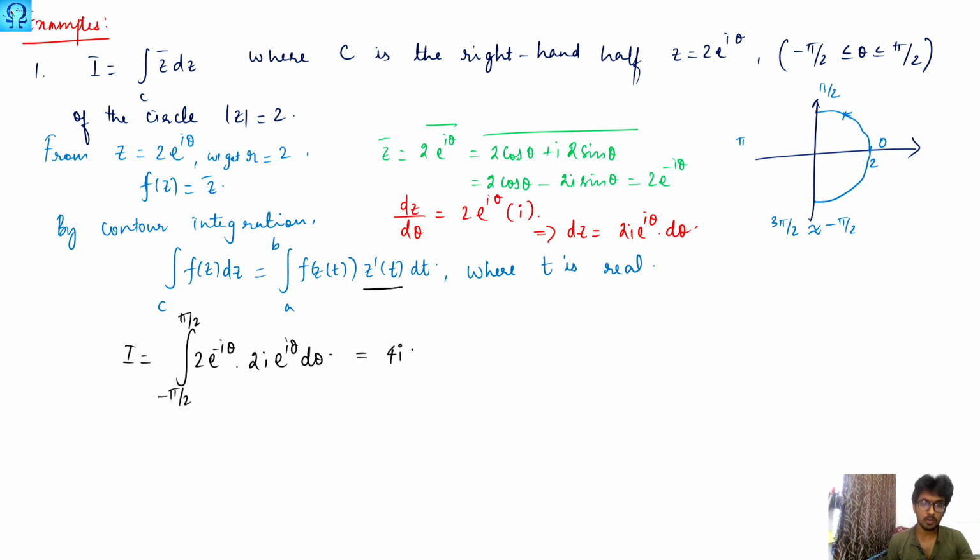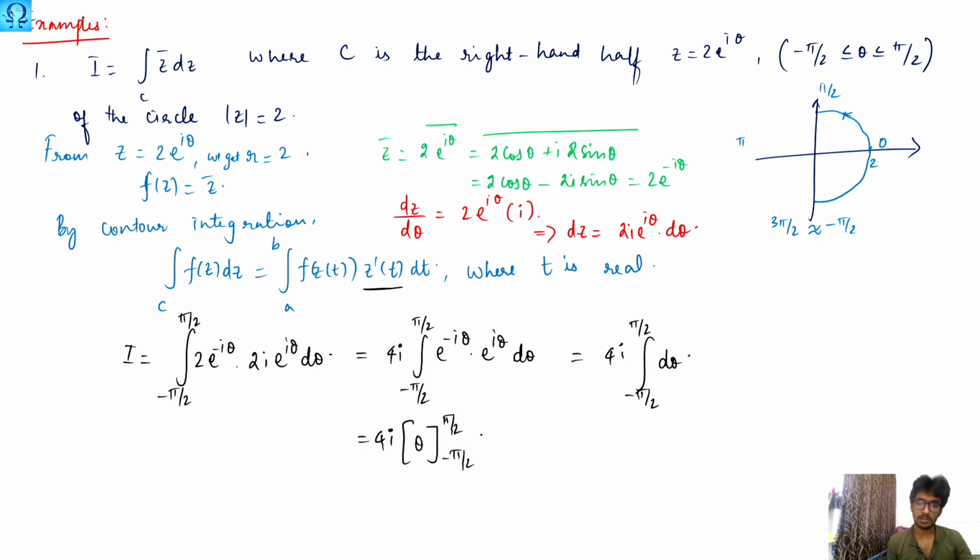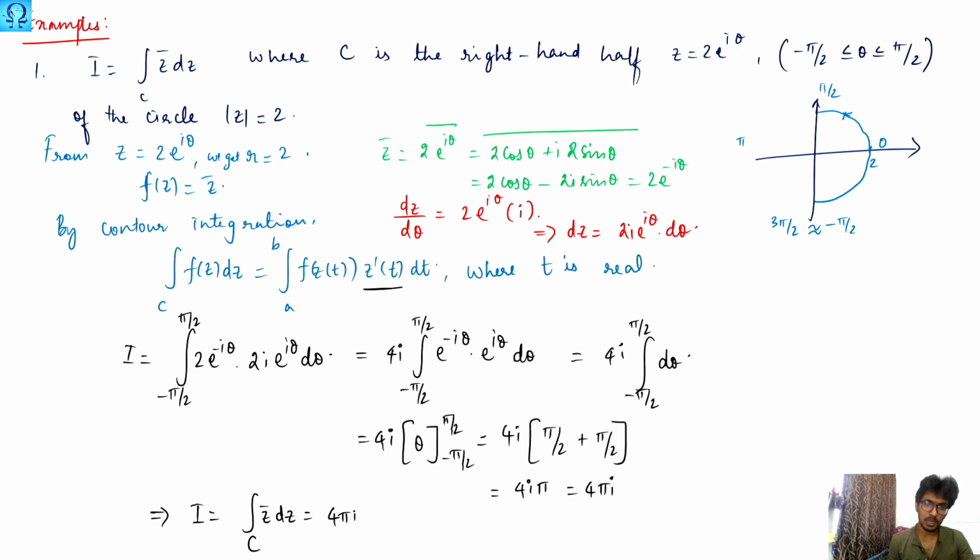So here you may take 4i outside, the integral from minus pi upon 2 to pi upon 2, since it is a constant. e to the power minus i theta multiplied with e to the power i theta d theta. The product of these two gives 1, so 4i times the integral of d theta, which is 4i times theta over this limit, so 4i times pi upon 2 plus pi upon 2. This gives 4 pi i. Hence the integral over the given contour of z bar dz is 4 pi i.